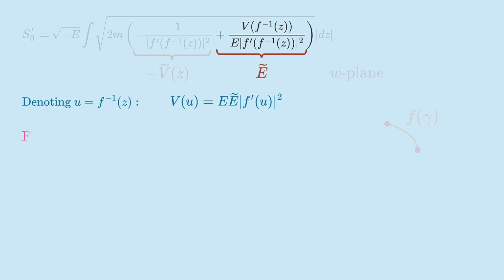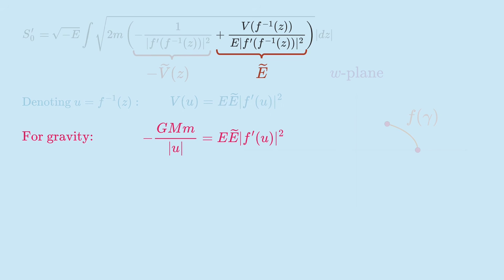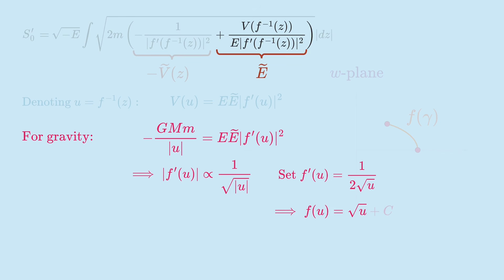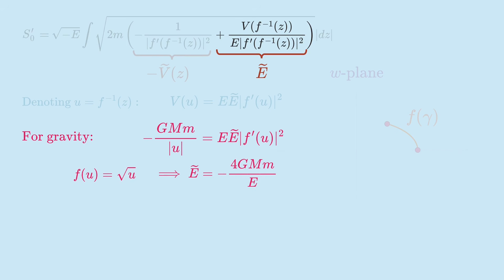For gravity, we substitute in the form of V, so the modulus of f prime is proportional to 1 over the square root of modulus of u. Because of this, let's set f prime to be 1 over 2 square root of u. The reason I set the proportionality constant to a half is that when we integrate it to find f, it's just square root. This choice determines the new energy E tilde in terms of the old one.